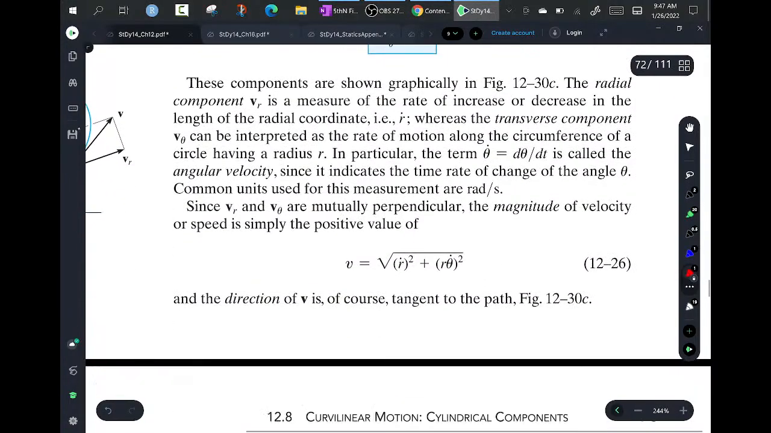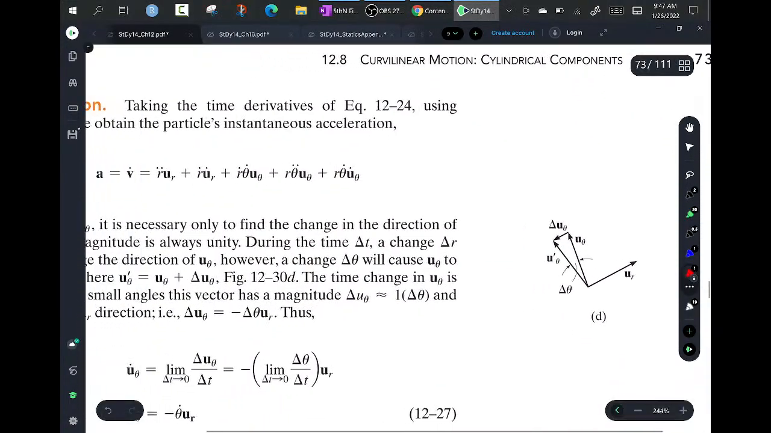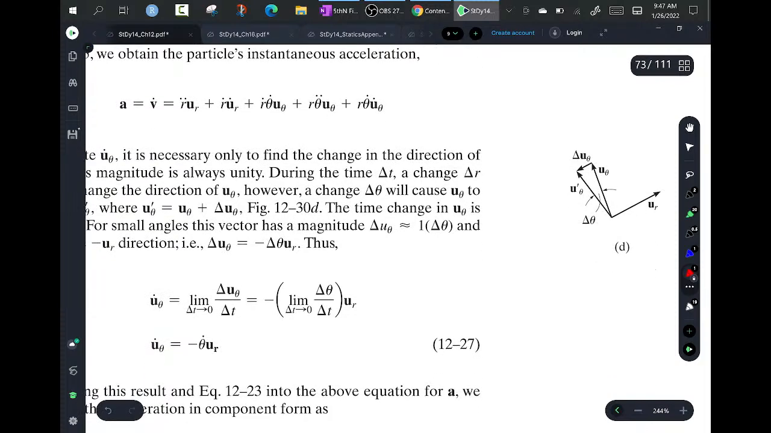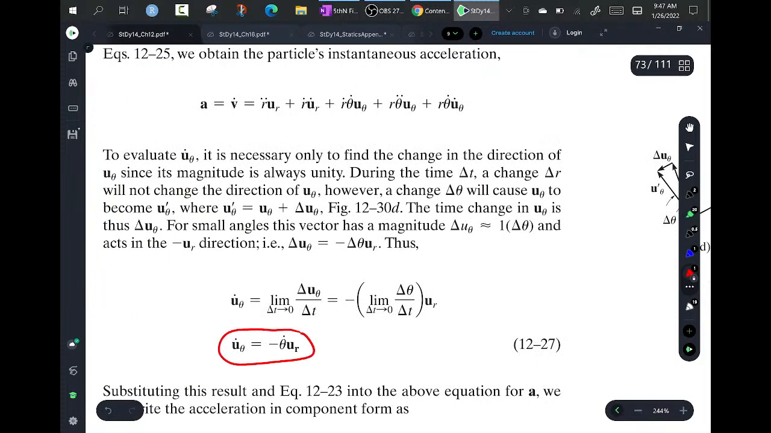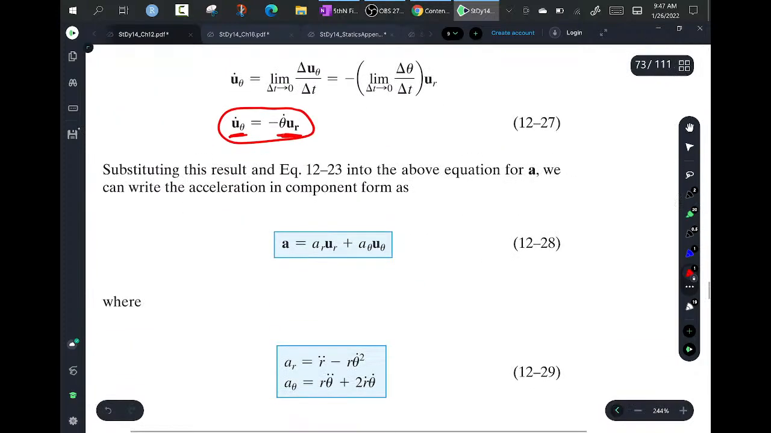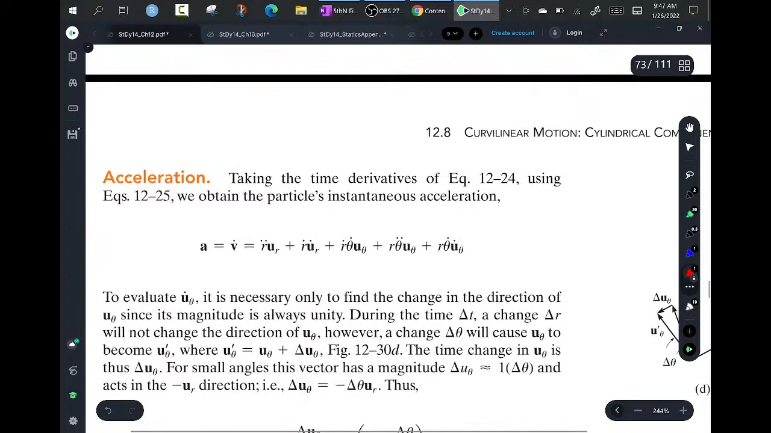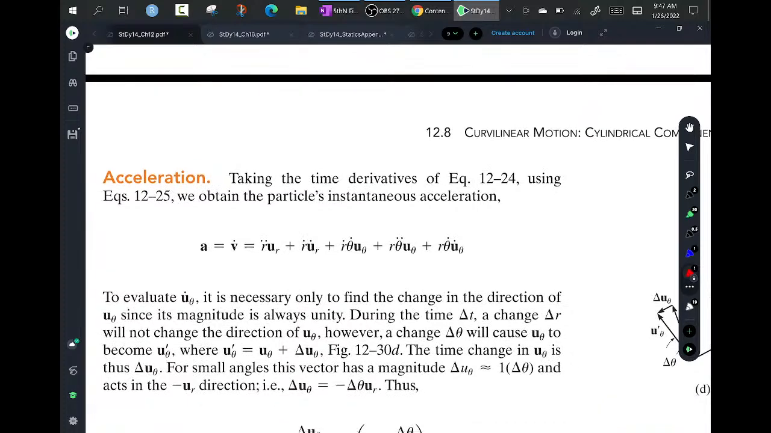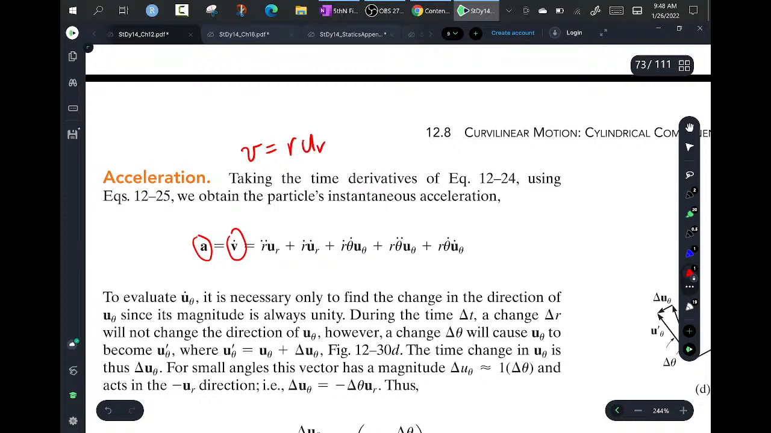Okay, and it's not too surprising, and he goes through the similar argument, that if you take the derivative of the theta, it becomes minus theta dot times u_r. So now you want to find the acceleration. It's nothing more than this. But the velocity on the page before was r dot u_r plus r theta dot u_theta.